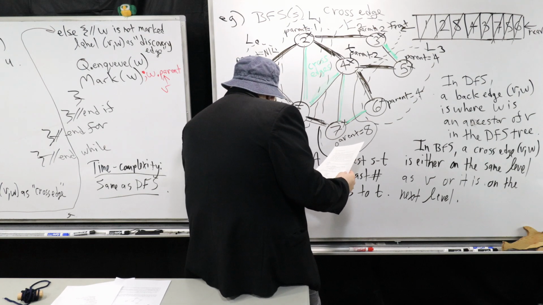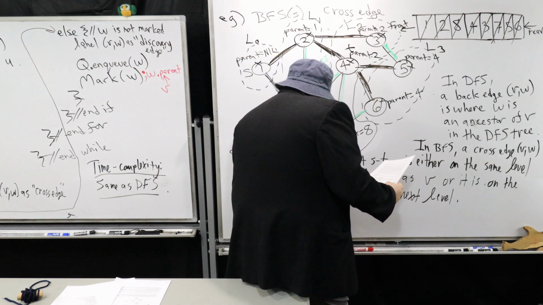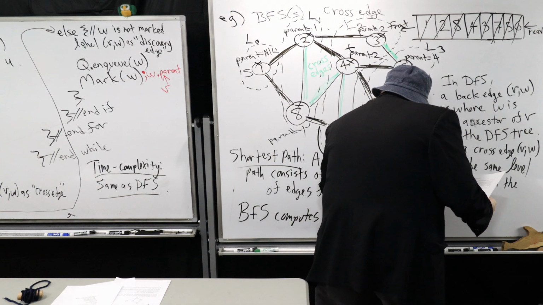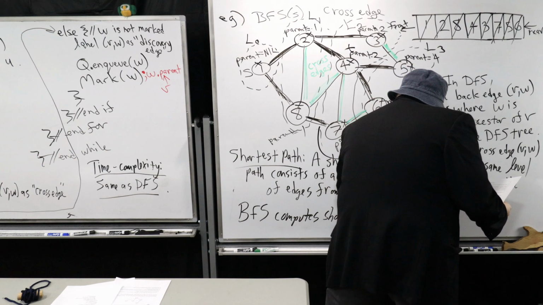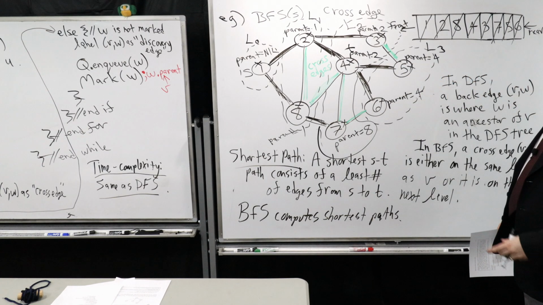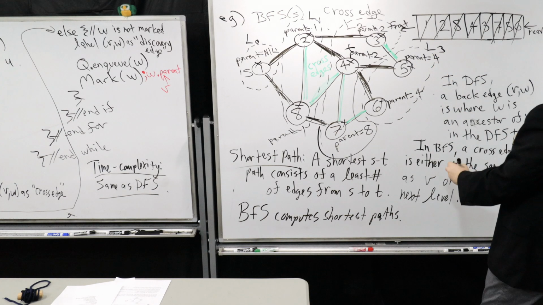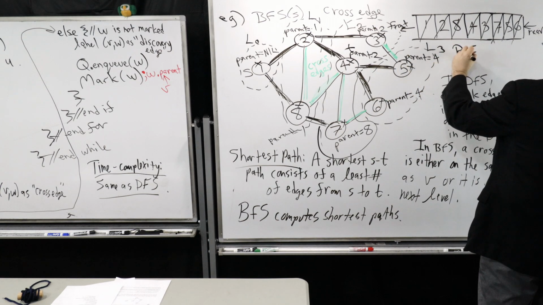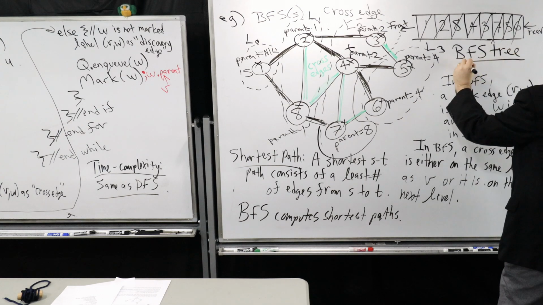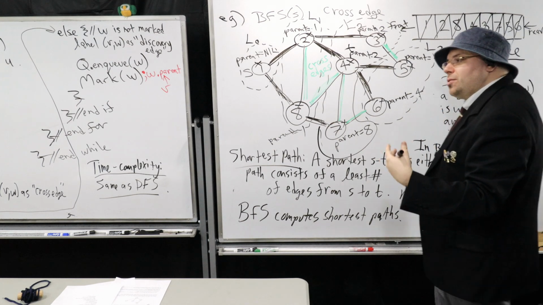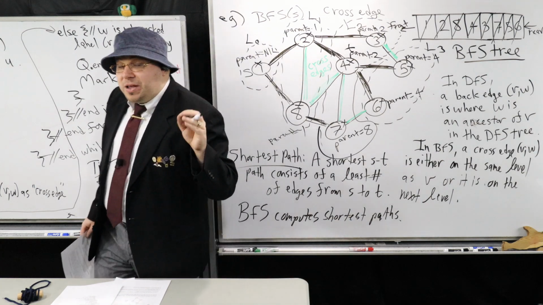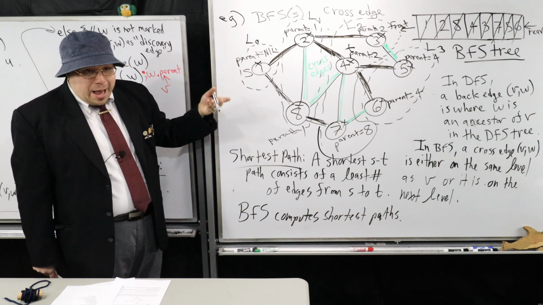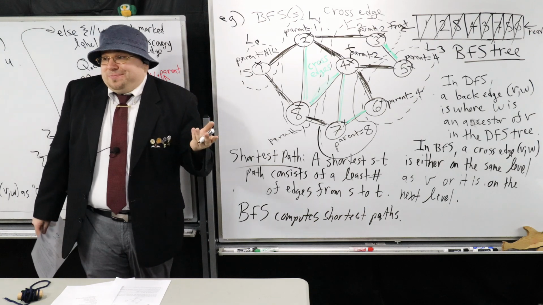So BFS computes shortest paths. Isn't that neat? And by the way, this tree with the black edges, that's what we call a BFS tree. So a BFS tree is simply the formation of the forward or discovery edges of a BFS traversal. And if you ever want to modify this tree so you compute paths, you just hang on to these parents. It's really easy.